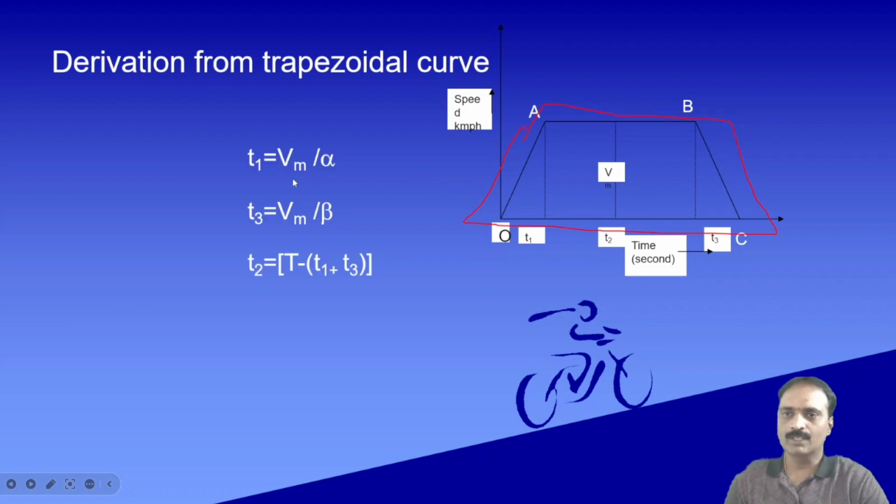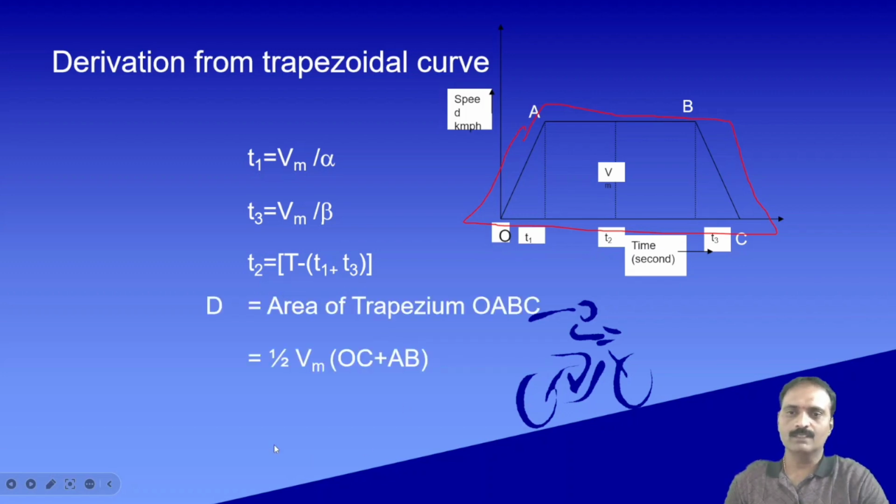So here T1 is equal to Vm by alpha, just now we have seen, and T3 is equal to Vm by beta, and T2 can be expressed as total time. If you subtract T1 plus T3 from capital T, it will give you the value of T2, and D is the area of trapezium OABC, that is the distance traveled, which is equal to 1 by 2 into Vm. Vm is the distance between the two parallel sides multiplied by the sum of two parallel sides, that is OC plus AB, and we know that OC is equal to capital T and AB is equal to T2. So if we substitute capital T for OC and T2 for AB, we get the equation as 1 by 2 into, so here OC is capital T and AB is T2, multiplied by Vm.